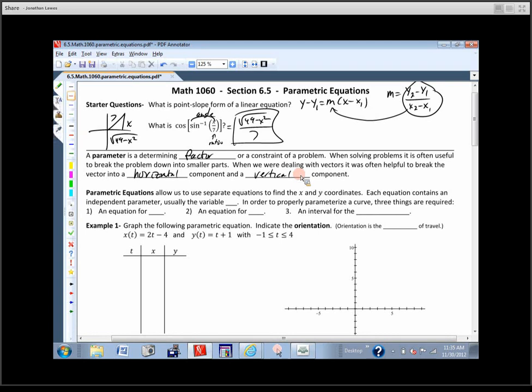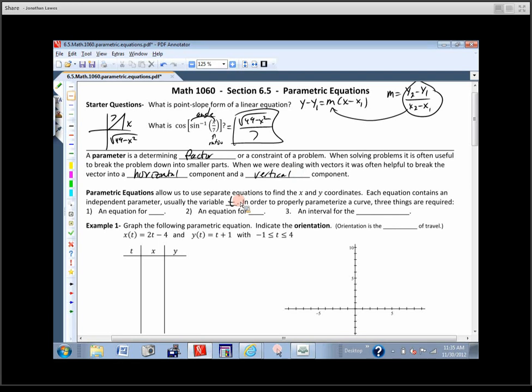So when we deal with parametric equations, we're allowed to separate the motion, or the changes in x and the changes in y, and keep those completely separate. But in order to do that, we've got to introduce a parameter or some outside determining variable, and usually that's the variable t.